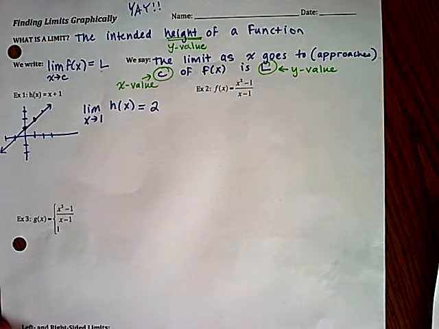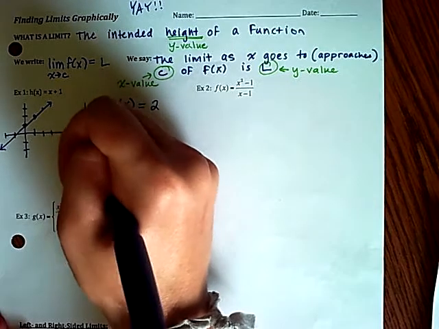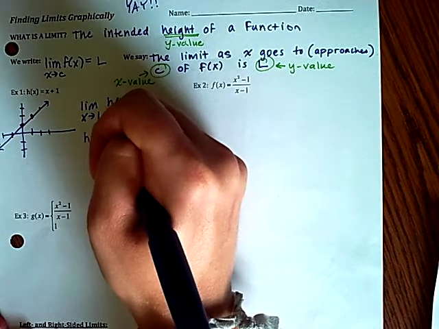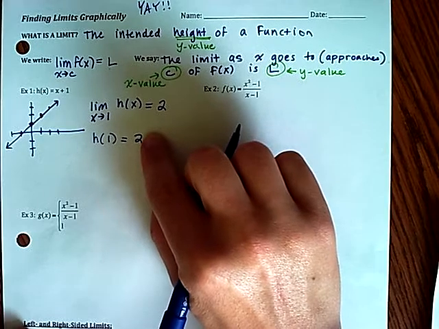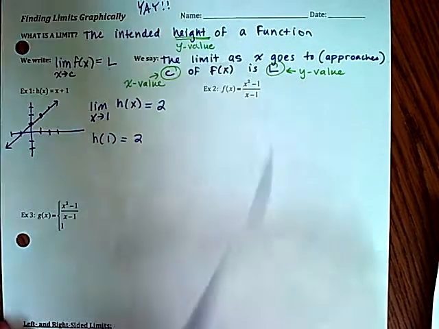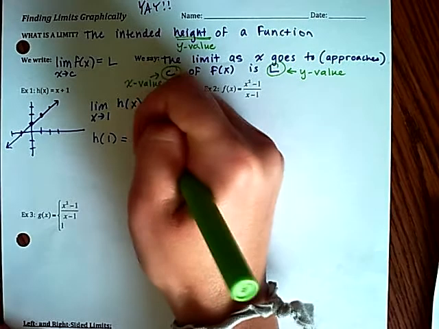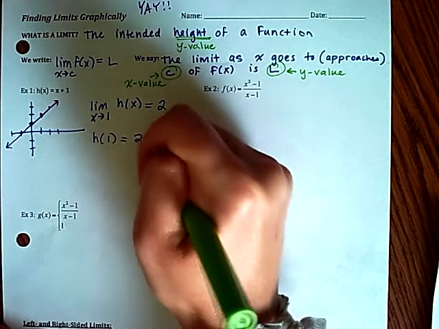So for this example, the limit is the same thing as the function value, because at h of 1, when x is 1, the function is also 2. So sometimes your limit is the exact same thing as your function value, and this is the obvious situation. I'll point that out. They're the same.